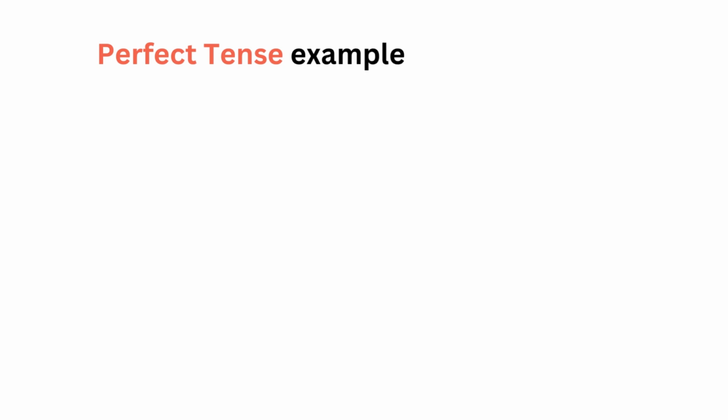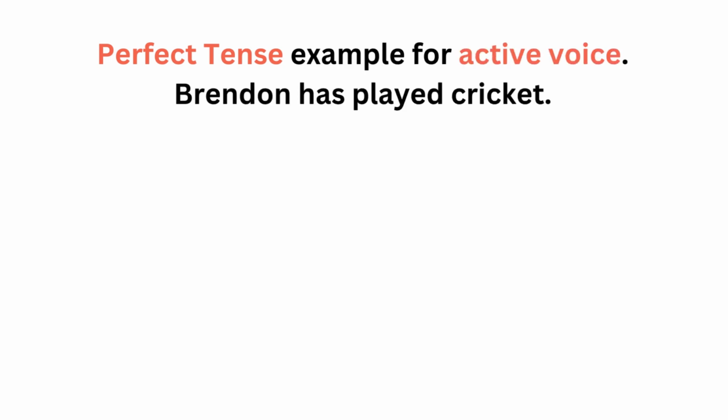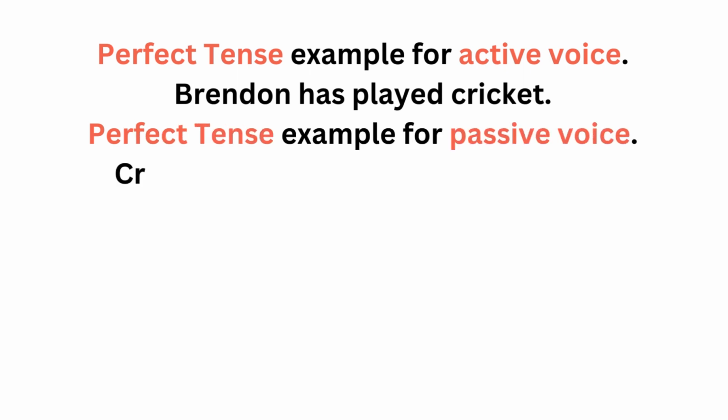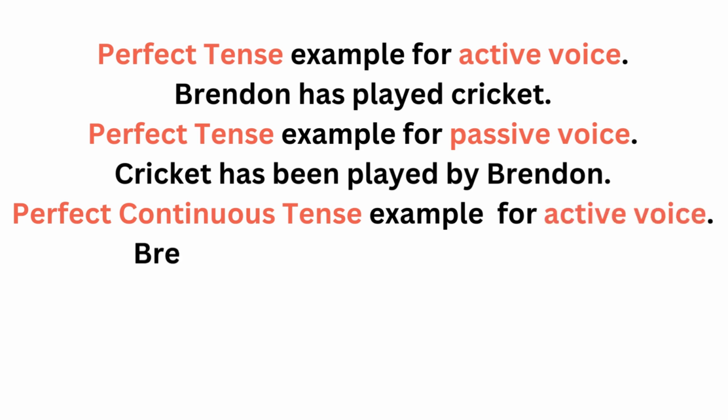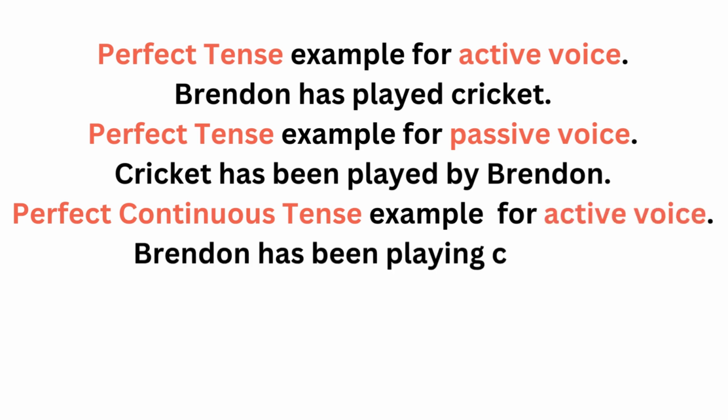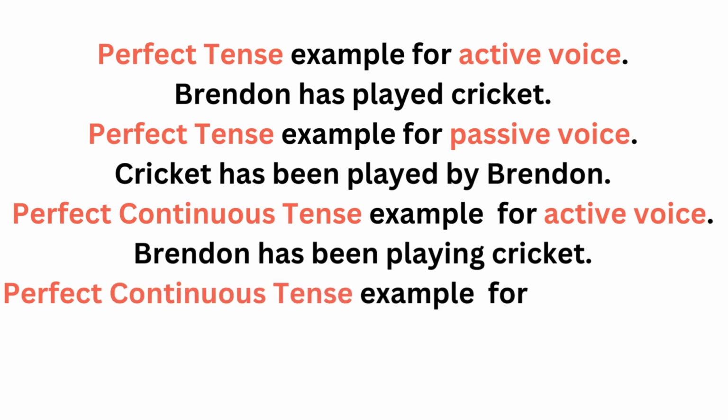Perfect tense example for active voice: Brendan has played cricket. Perfect tense example for passive voice: Cricket has been played by Brendan. Perfect continuous tense example for active voice: Brendan has been playing cricket. Perfect continuous tense example for passive voice: No passive.